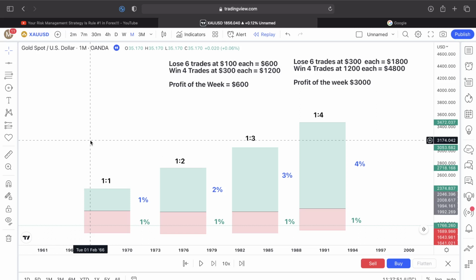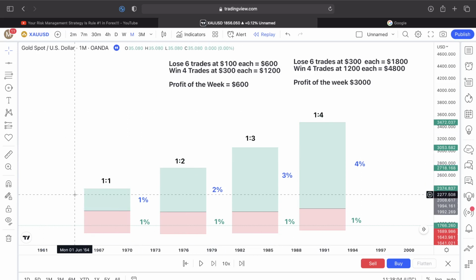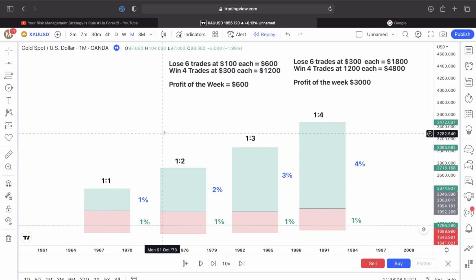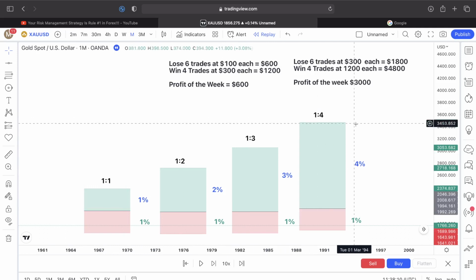strategy, right? What is your risk reward strategy? You need risk reward in order to succeed in trading, right? If you don't have good risk reward, you are definitely going to lose money. As you can see on the charts here, we have different types of risk reward. We have 1-to-1 risk reward, 1-to-2, 1-to-3, and 1-to-4.